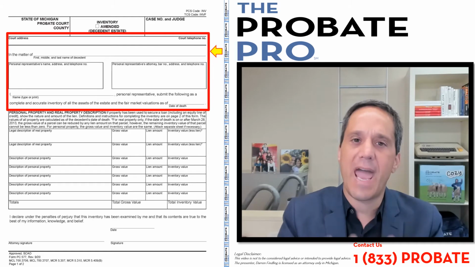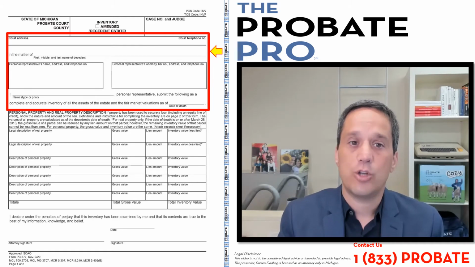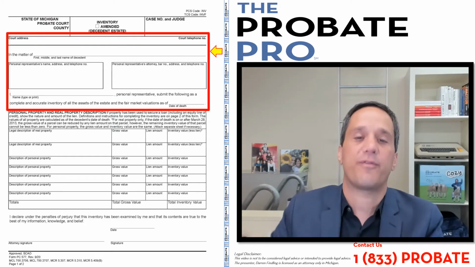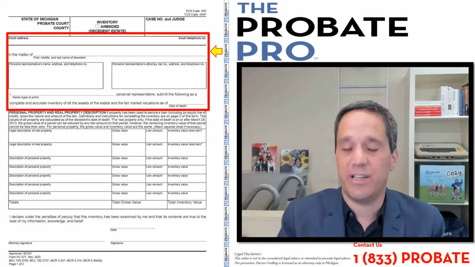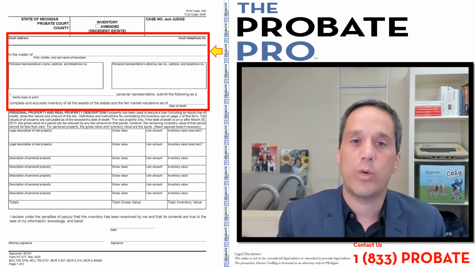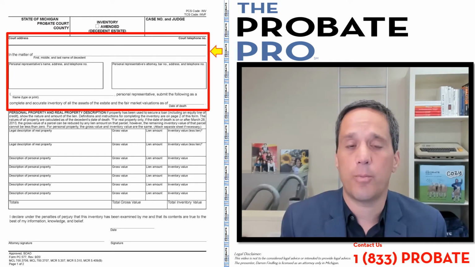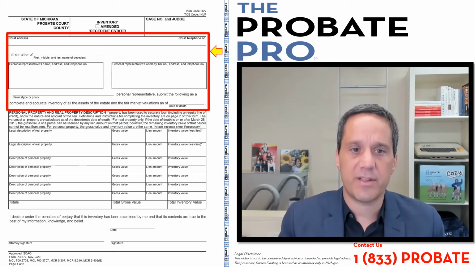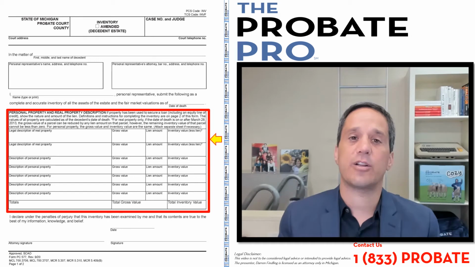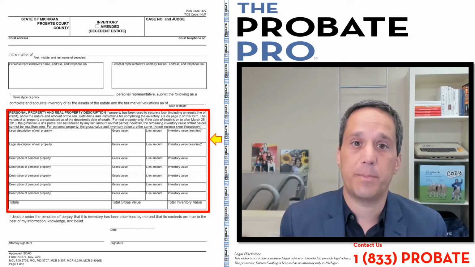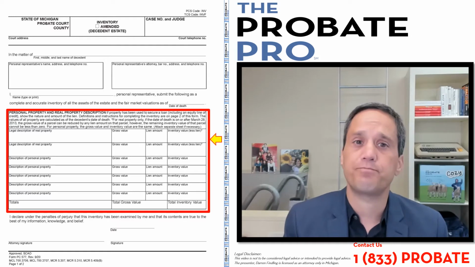It's a snapshot as of the date of death. So everything from the inventory forward would then be reflected generally on an accounting, either an interim or an annual accounting, which is another SCAO form, which I've described in another video. So again, date of death assets only in the name of the decedent. Now this particular section of the inventory is the one that causes a lot of people consternation and frustration.